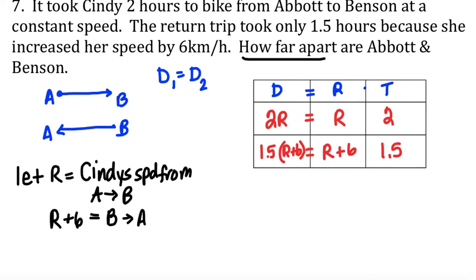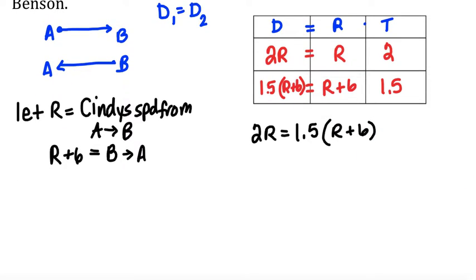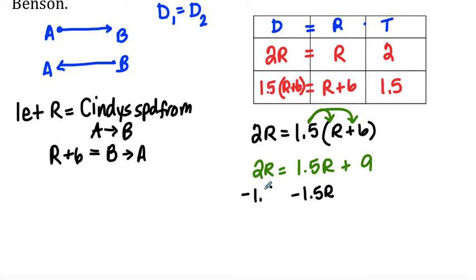Now, the distances we said were equal because it's a round trip. So that means that 2R equals 1.5 times R plus 6. Now, I have to do the math. So I'm going to distribute that 1.5 to R and 6. So 2R equals 1.5R plus 9. Now I'm going to do some more math. So I'm going to subtract that 1.5R, and I get 0.5R equals 9.